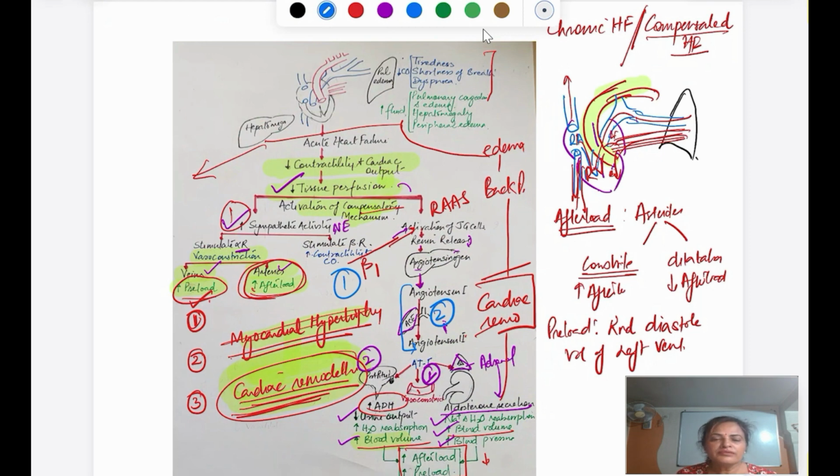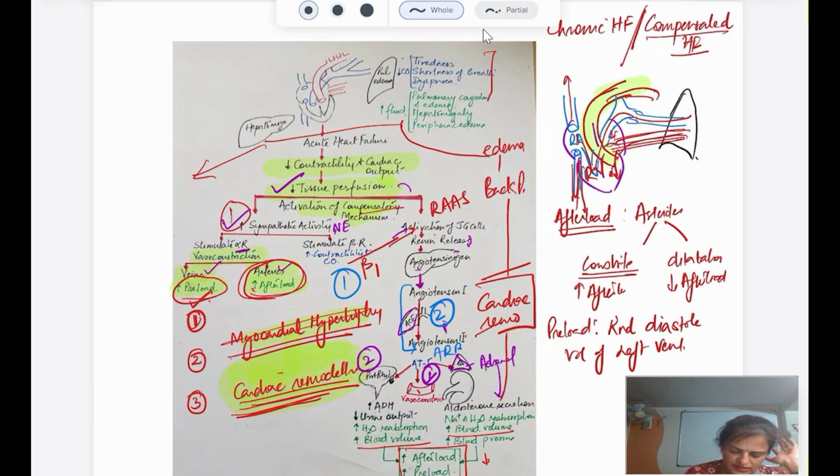Then we have an angiotensin receptor blocker, ARB, which is going to block this AT1 receptor, which is further going to act at the 3 sites. जो आगे further 3 sites पे act करती है, it is going to act on that.